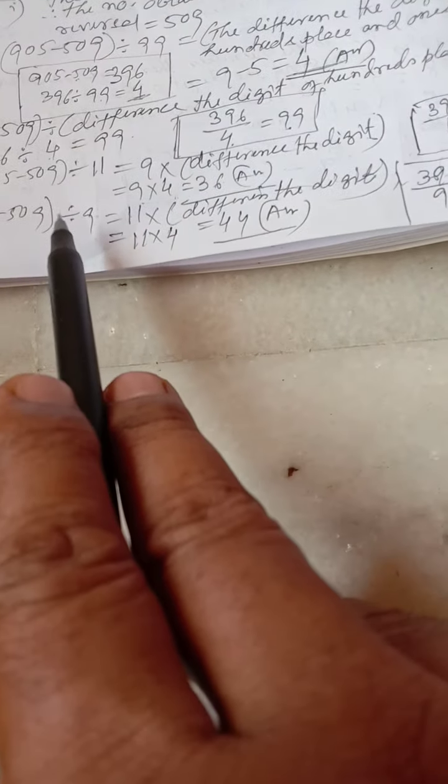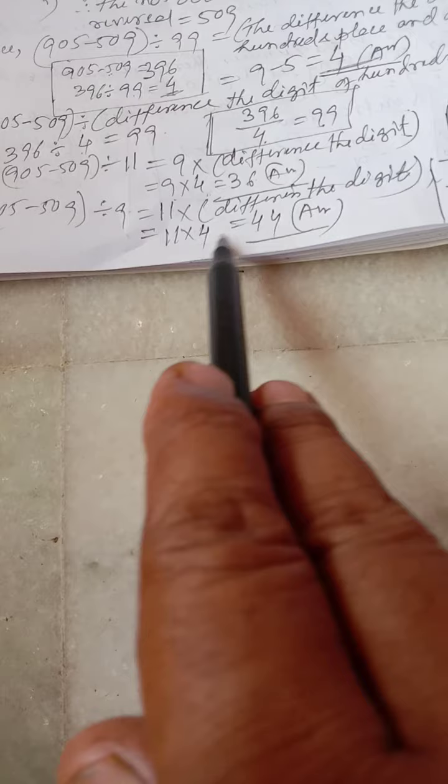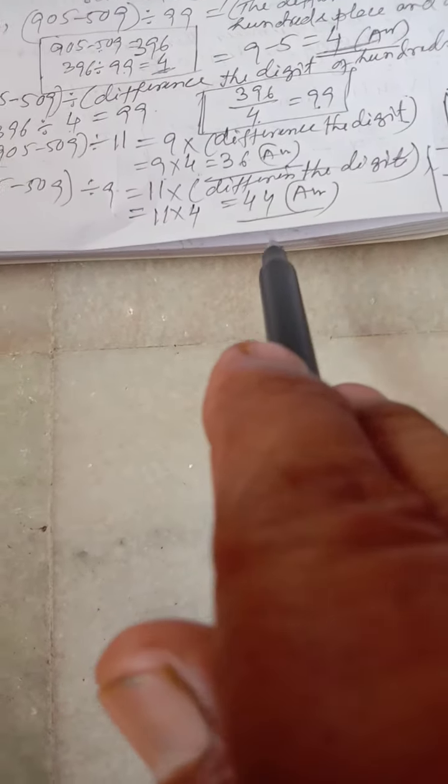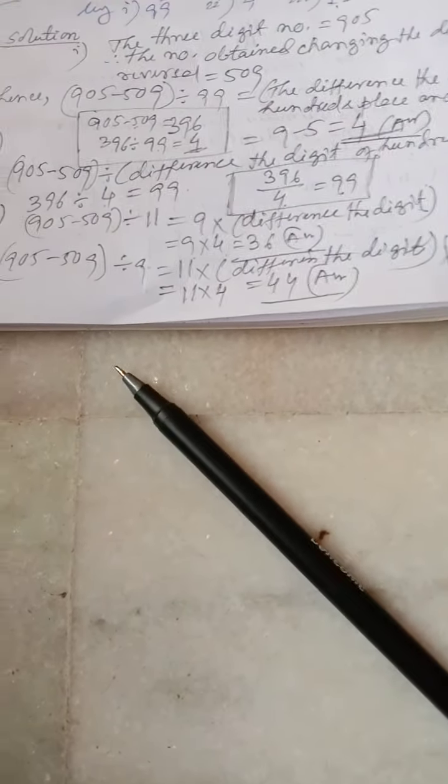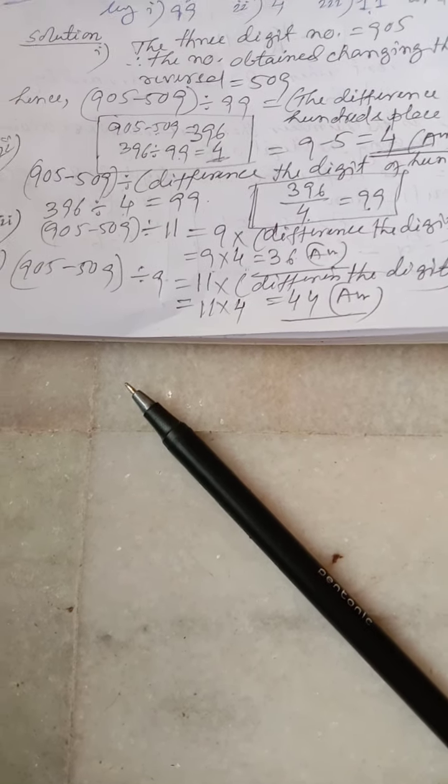So when you divide that difference of the two 3-digit numbers by 9, it will become 11 into the difference of the digits, that is 11 into 4, 44. So all the properties come true when you implement them.